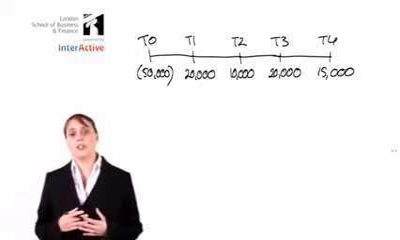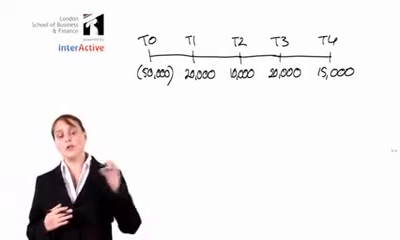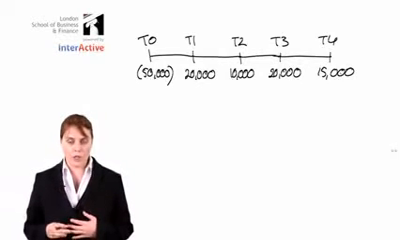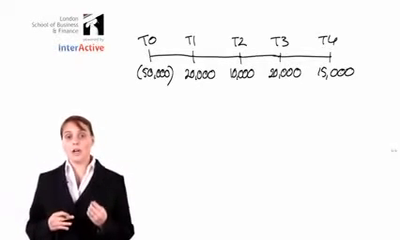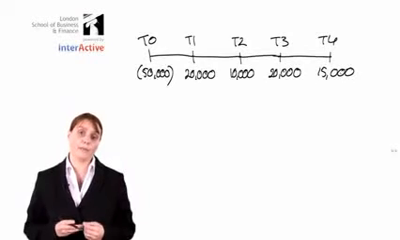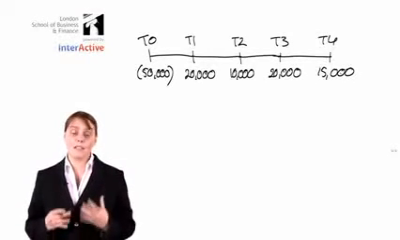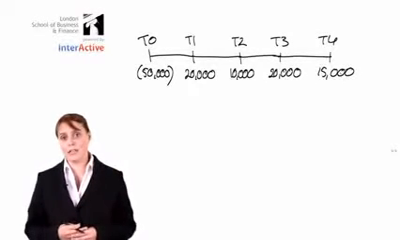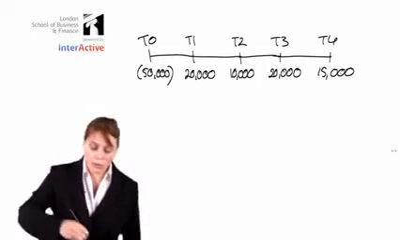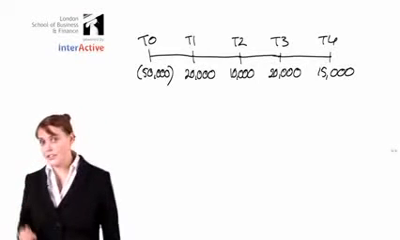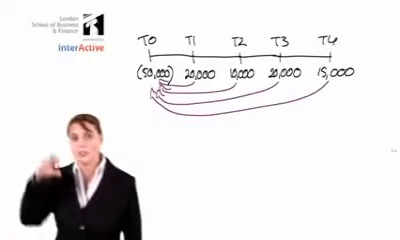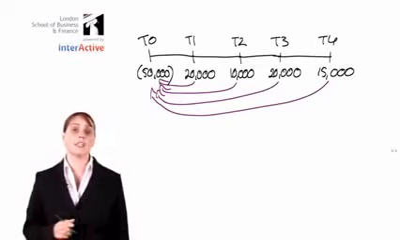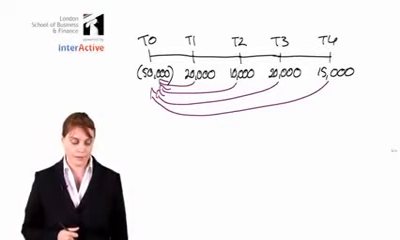Now, what we need to do is look at these future cash inflows. $20,000 received 1 year from now is not the same as getting $20,000 now. So we're going to have to use our discounting technique to discount all of these future cash flows back to their present value in today's terms.